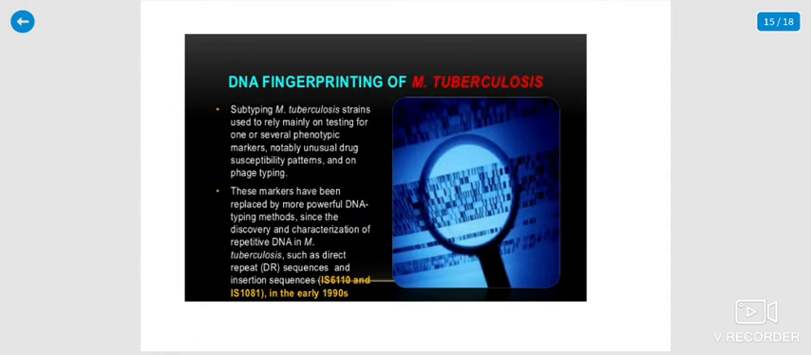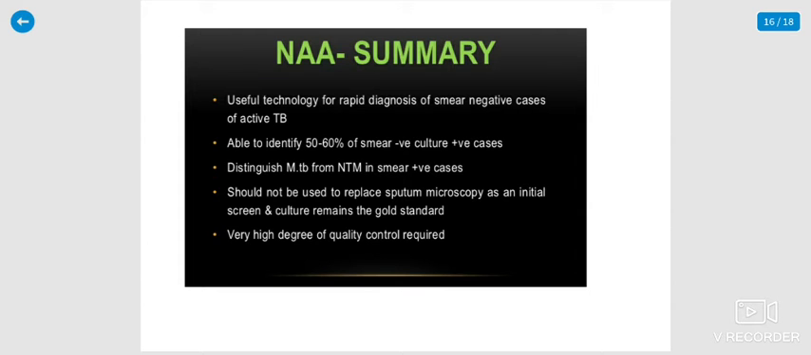Finally, DNA fingerprinting of Mycobacterium tuberculosis. In these studies, testing is done for one or more phenotypic markers, unusual drug susceptibility patterns, and phage typing also. These markers have been replaced by more powerful DNA typing methods since the discovery and characterization of repetitive DNA in Mycobacterium tuberculosis, such as direct repeat sequences and insertion sequences, and the nucleic acid amplification assay.